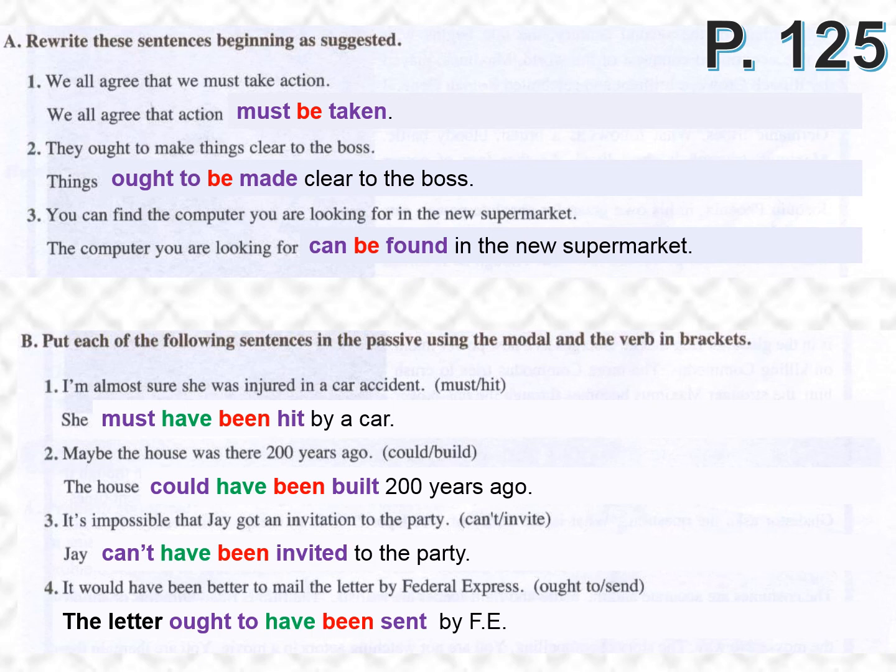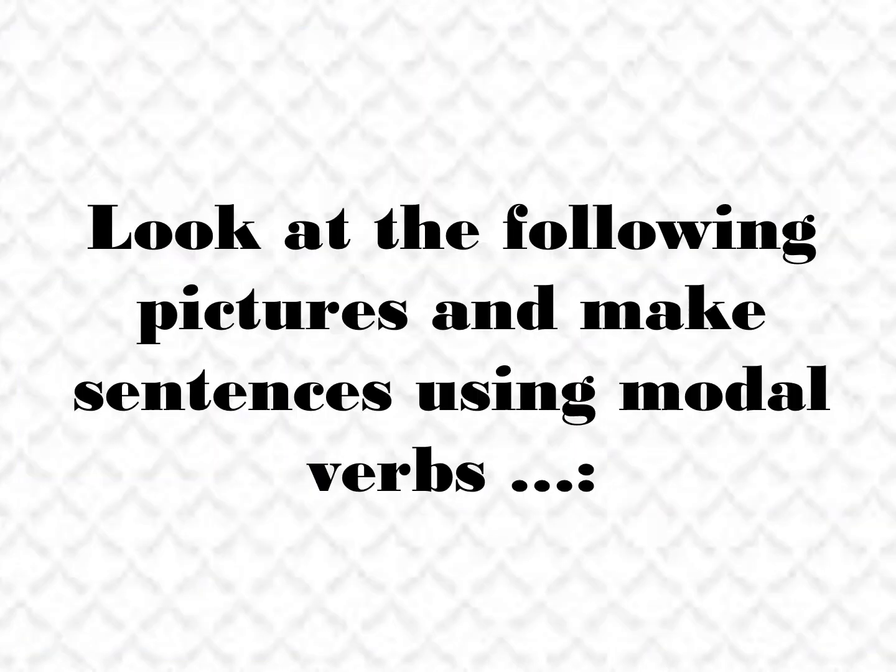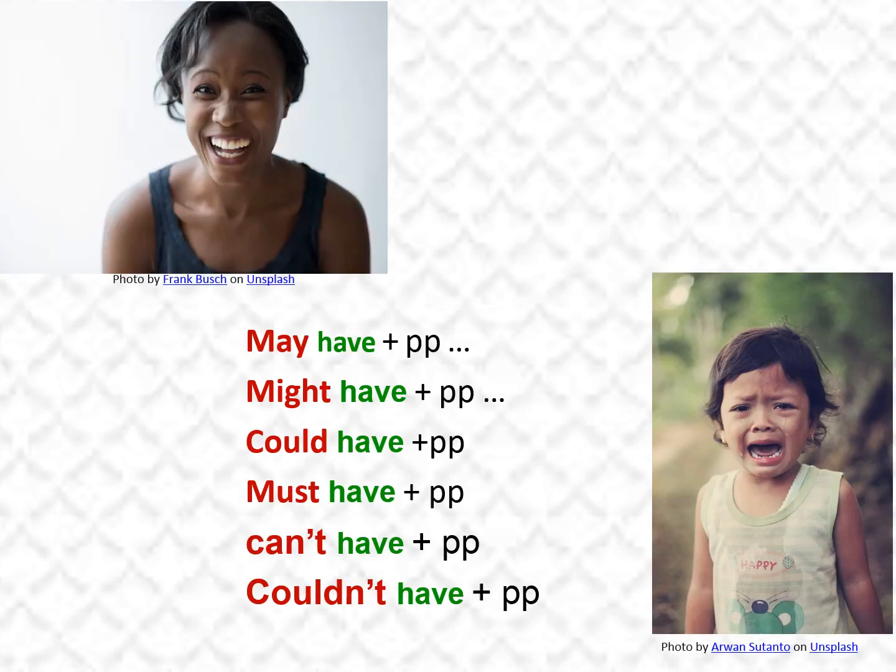Okay, let's move on. Now, here is the last exercise, and it's kind of homework. I would like you to look at the following 2 pictures and make sentences using modal verbs. In the first picture we have a lady who's laughing. Can you make a few sentences about her? She may have heard a joke, for example. She might have, she could have, she must have.